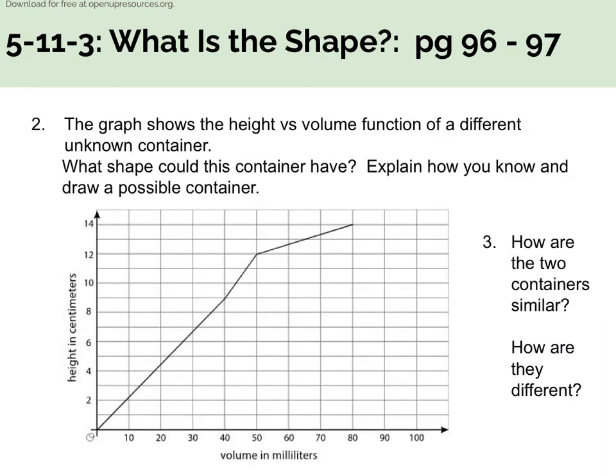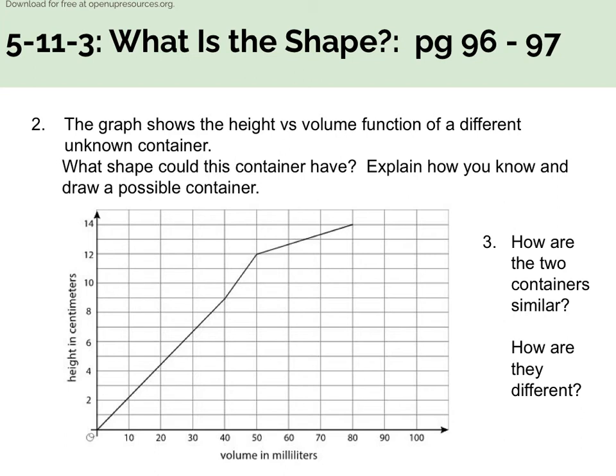Let's look at number 2. The graph shows the height versus the volume function of a different unknown cylinder. What shape could this container have, and how do you know? And then eventually you're going to answer, how are the 2 cylinder containers similar, how are they different? That's looking at graph number 1 and also graph number 2. So let's just answer number 2 first. What kind of graph would this be? Pause, answer that question, and then come back to me.